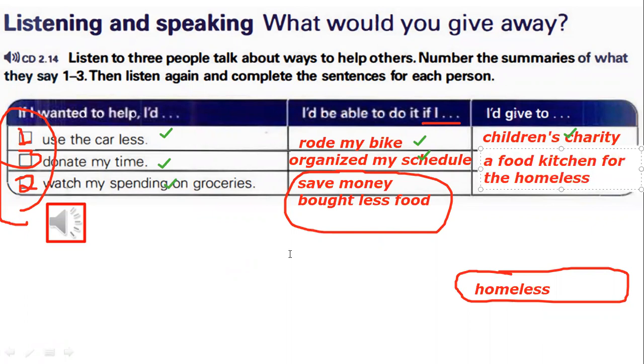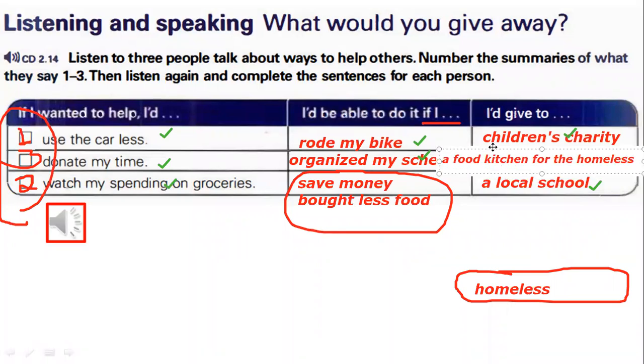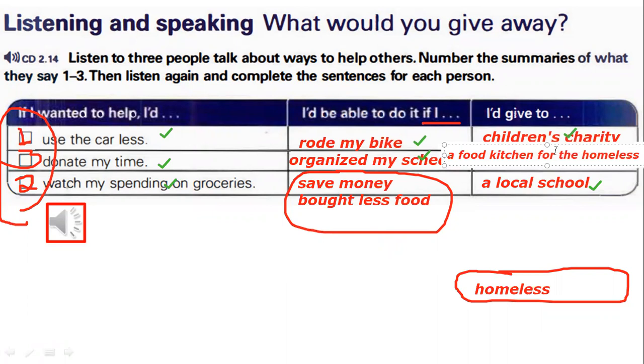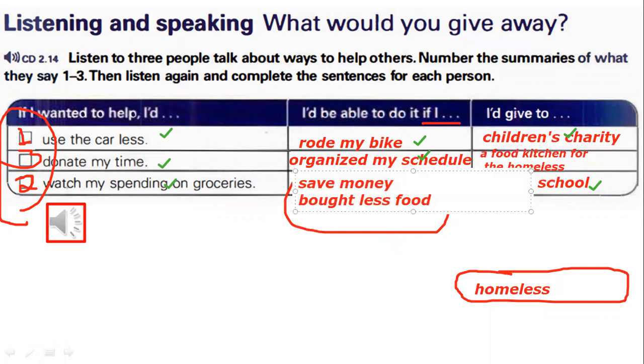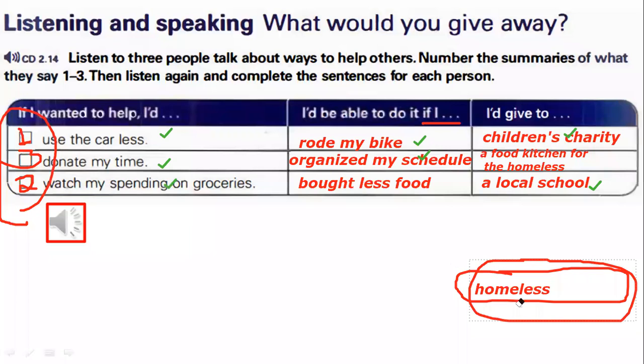Food kitchen for the homeless. Okay. Wow. Okay, there you go. And the last one? But less food? But less food is correct. So it's not save money, but it's but less food. Perfect. Thank you very much.